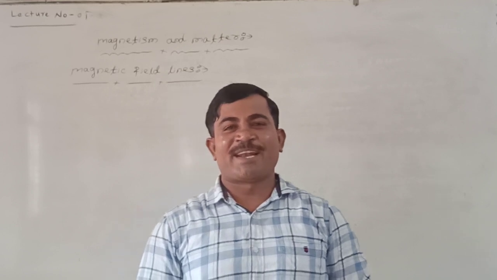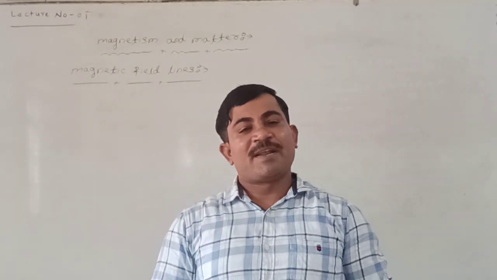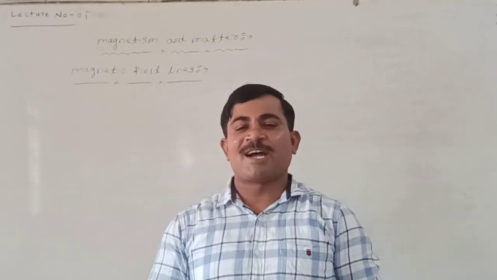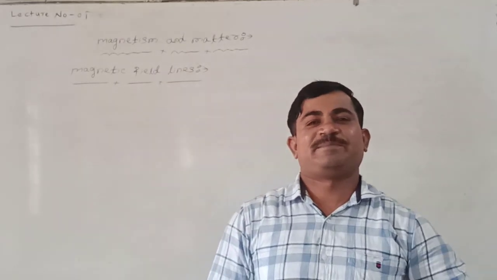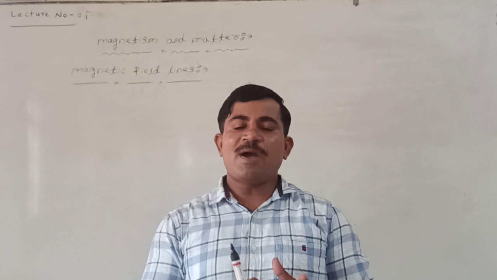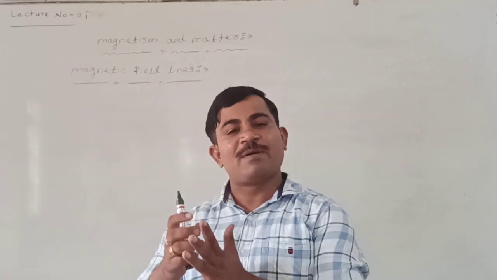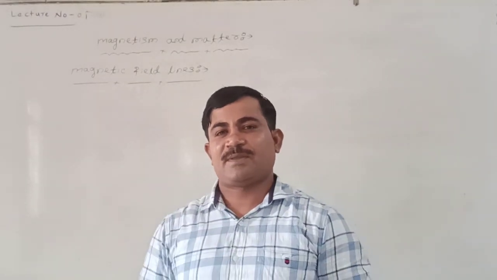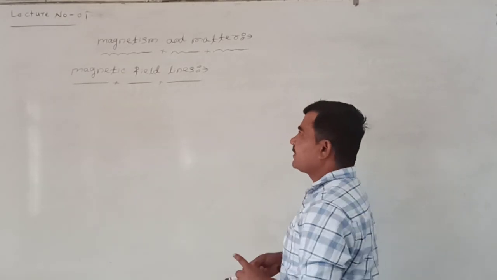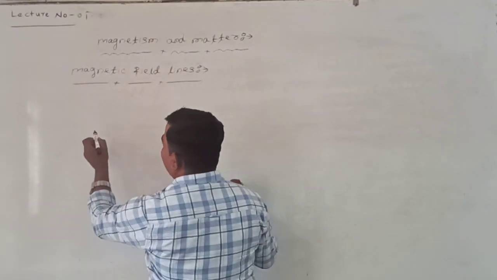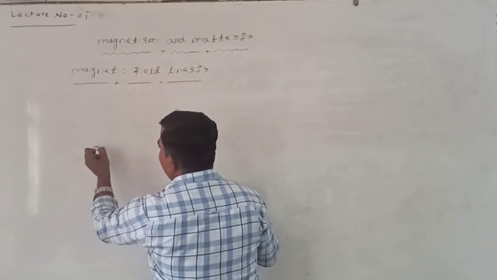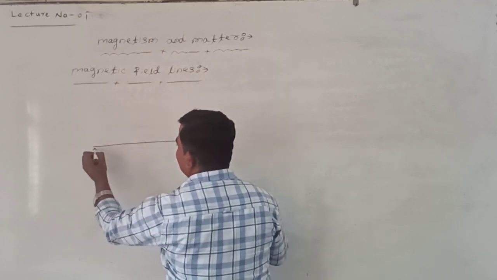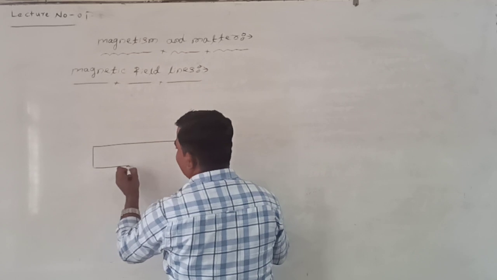Students, what we found in the last class? When a current is passing in a conductor, a field is produced around it. That field we call the magnetic field. Now, pictorially we will see how the magnetic field lines are. The magnetic field lines property can be understood simply by taking a bar magnet. Look at me. Now I will take a bar magnet.